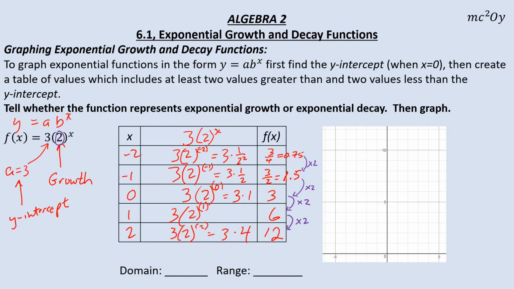Okay, so I graph those. Negative 2, 3/4, and then negative 1, 1/2, and then 3/2, and 6, and 12.